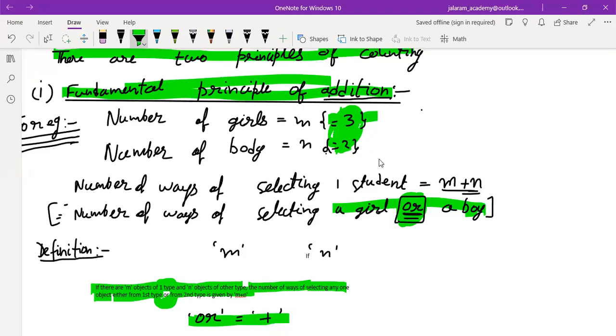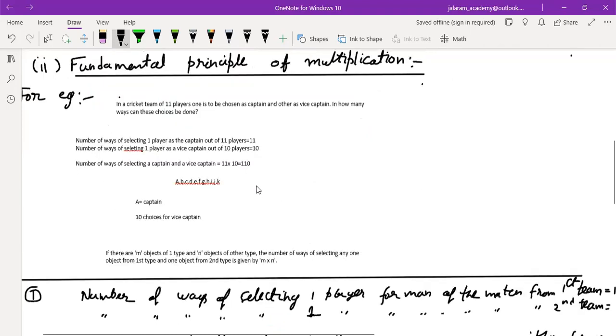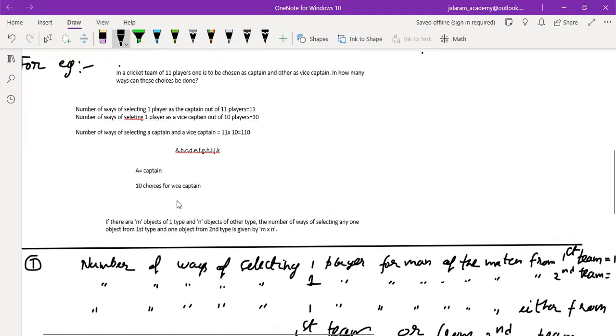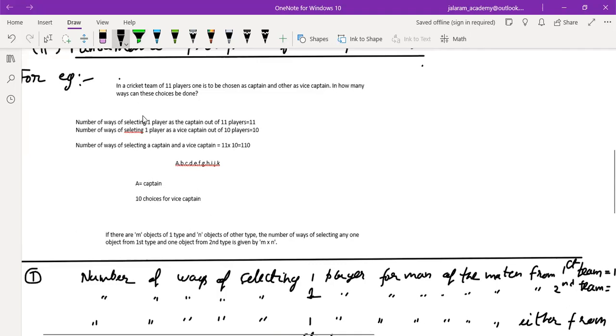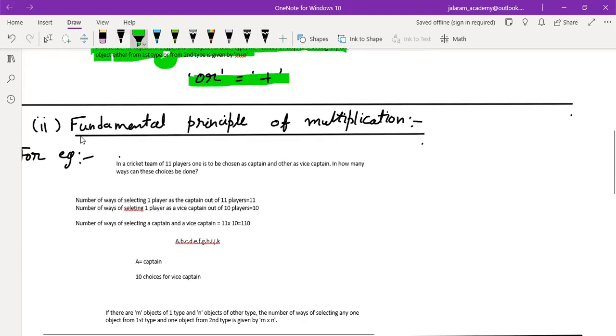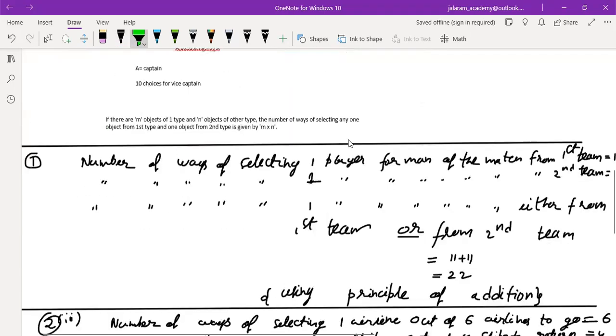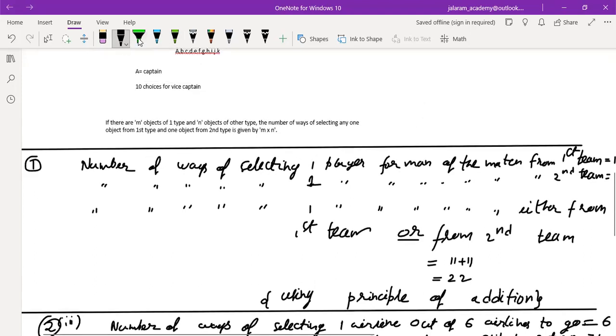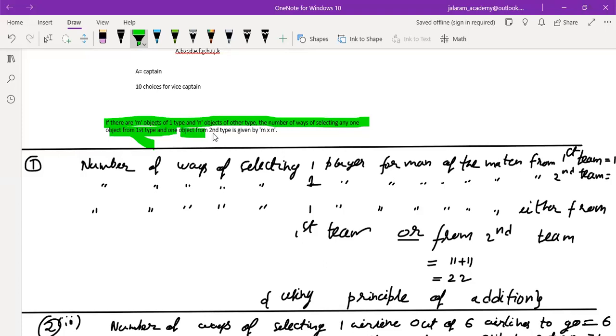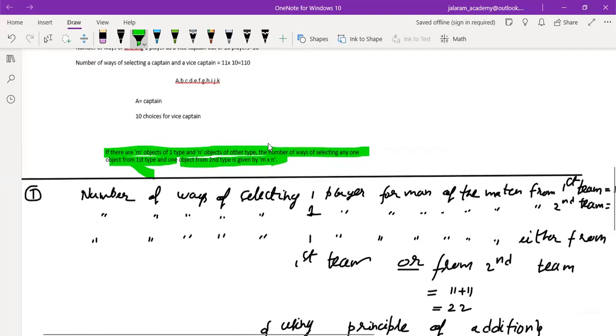And similarly, if we have to select one girl and one boy, there will be 'and' as the symbol of this. So we will use the principle of multiplication. This we have studied in the previous session. Look at this. If there are m objects of one type and n objects of the other type, the number of ways of selecting one object from the first type and one object from the second type is given by m into n.